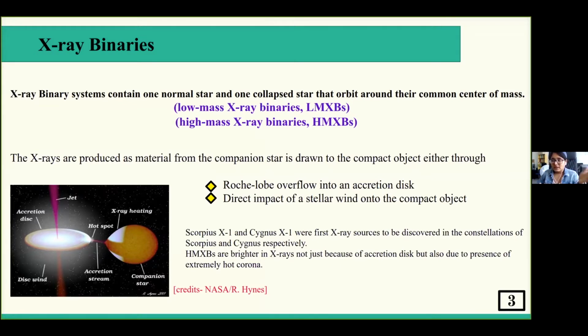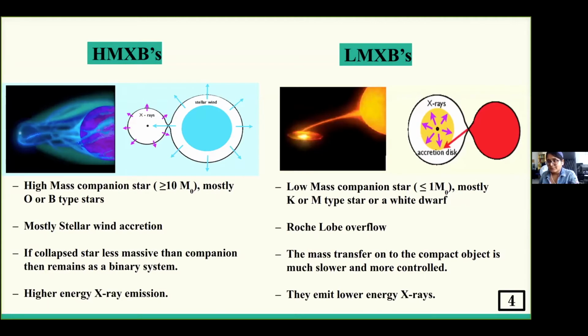Depending upon the mass of the companion, these binaries can be roughly classified into two categories: low mass X-ray binaries and high mass X-ray binaries. Now, the high mass X-ray binaries are observed to be brighter sources of X-rays, and the reason is believed to be the presence of a very hot corona. Matter can fall onto this compact object either through Roche lobe overflow or direct impact of a stellar wind.